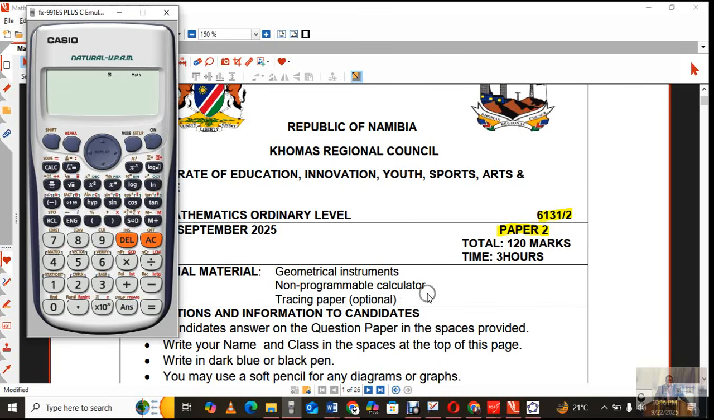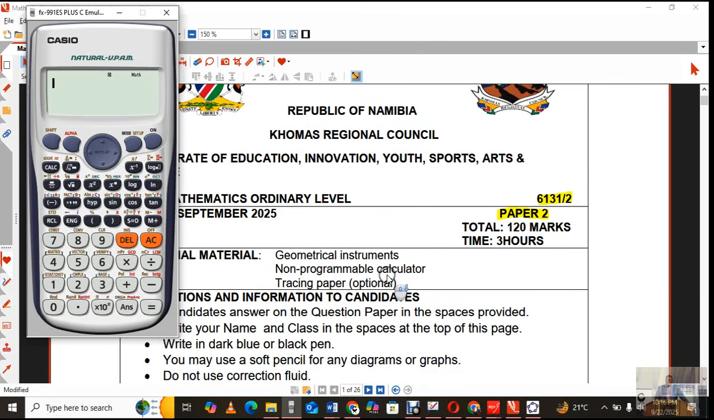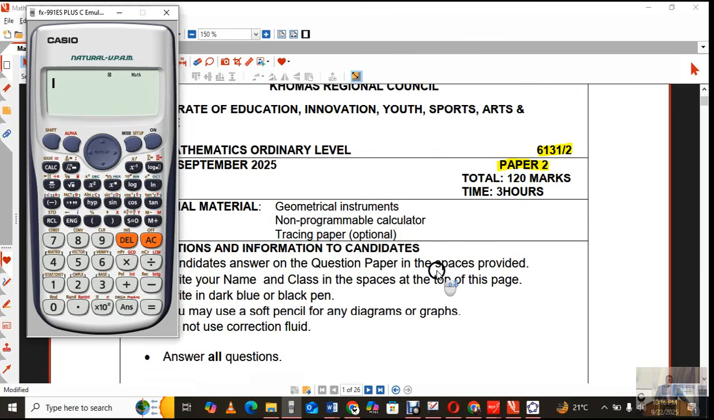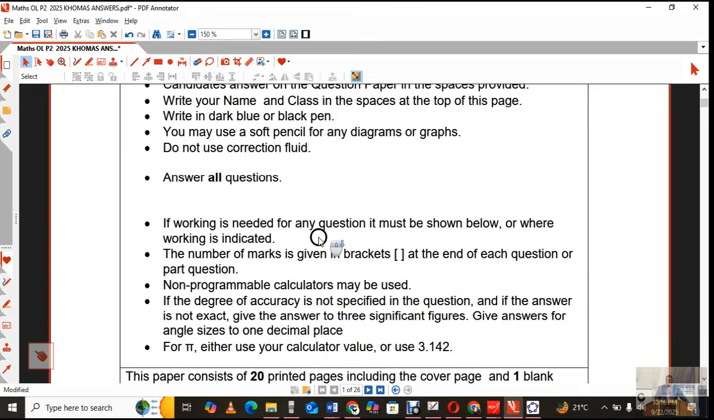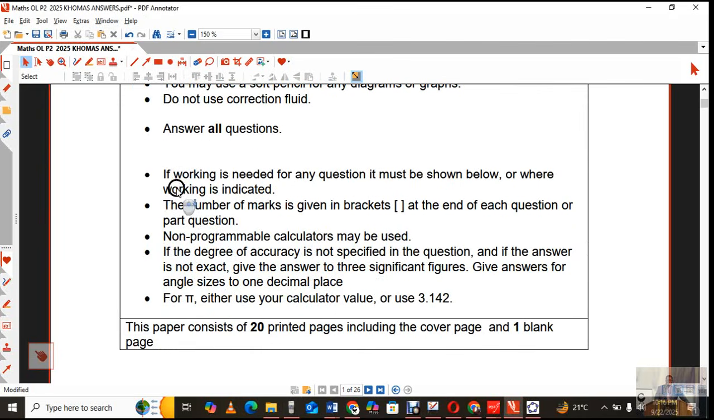Tracing paper is optional, which probably means you will be getting a question that deals with transformation, where you have to either find the center of rotation, or stuff like that. And then obviously the usual instructions. And for me, one of the most important instructions is the second last bullet point.